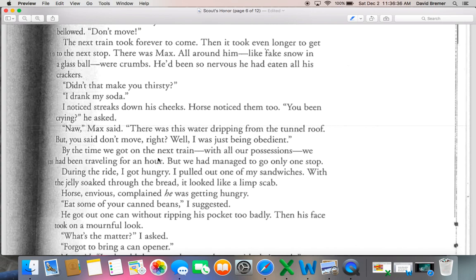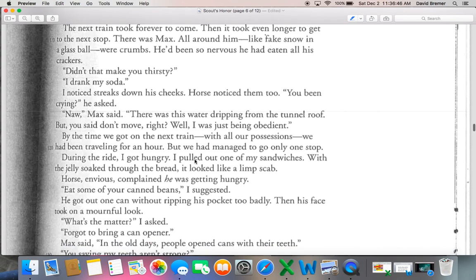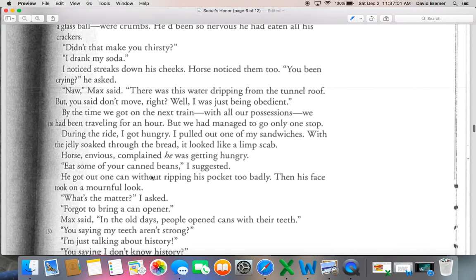By the time we got on the next train with all of our possessions, we had been traveling for an hour, but we had managed to only go one stop. During the ride, I got hungry. I pulled out one of my sandwiches. With the jelly soaked through the bread, it looked like a limp scab. Horace, envious, complained he was getting hungry. "Eat some of your canned beans," I suggested. He got out one can without ripping his pocket too badly. Then his face took a mournful look. "What's the matter?" I asked. "Oh, I forgot to bring a can opener."